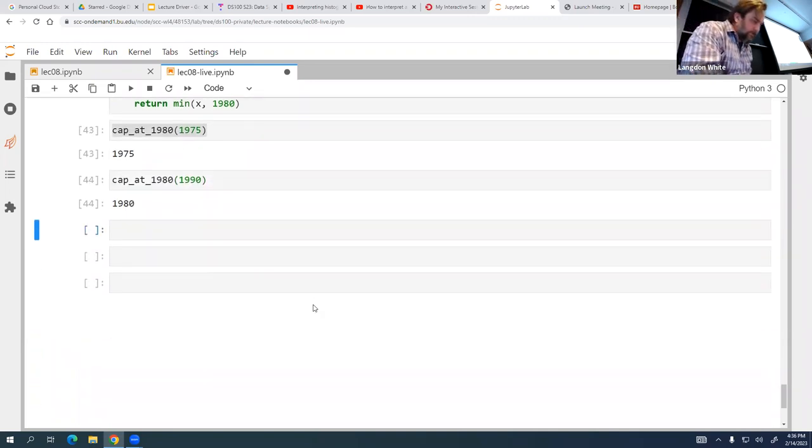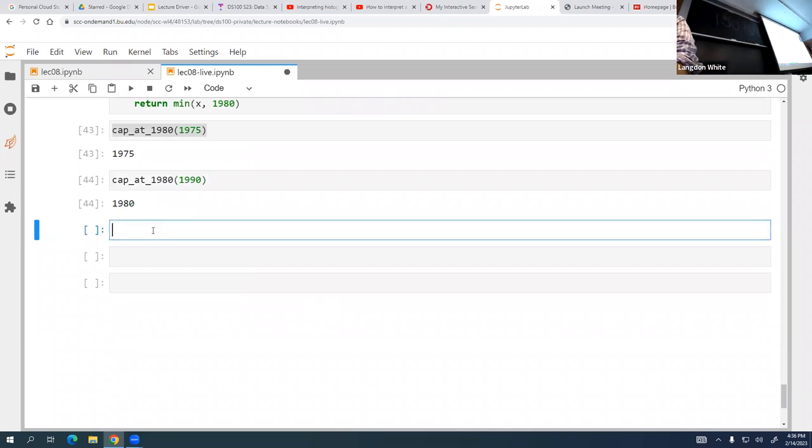So now, why do we care about this thing? Because we want to be able to use the apply function, which you use on a table. And while this is a bit of a contrived example, assign that.